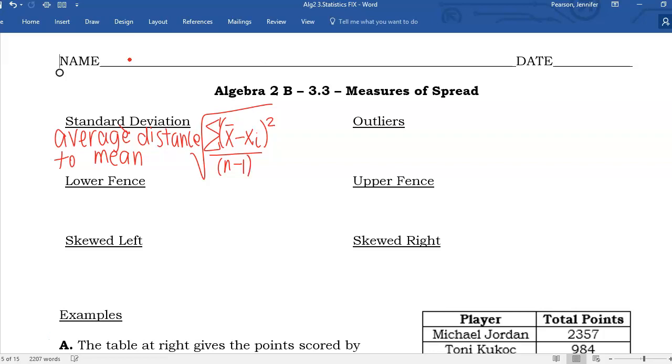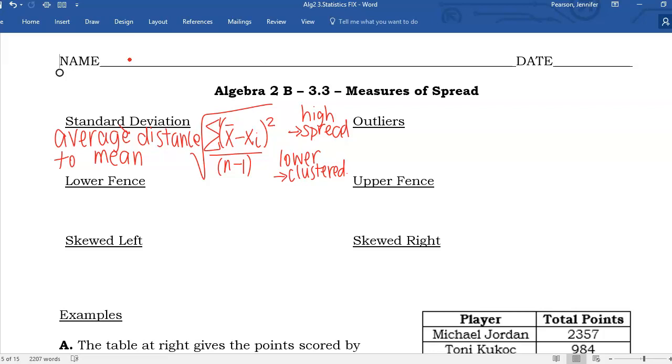But the whole point of standard deviation is if you have a high standard deviation, that means your data values are very spread out. And if you have a lower standard deviation, that would indicate that you have your data much more clustered around the mean. And that's useful when we're comparing two data sets so we can see if people were much more consistent or had a lot more variability.